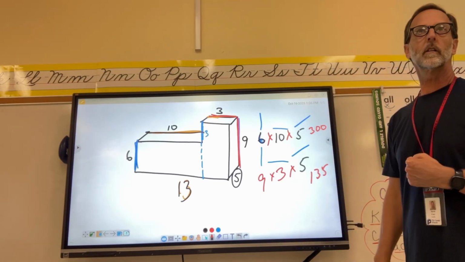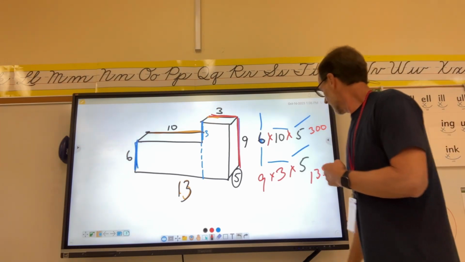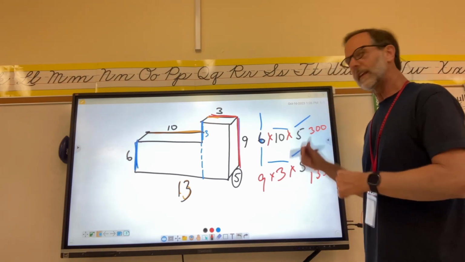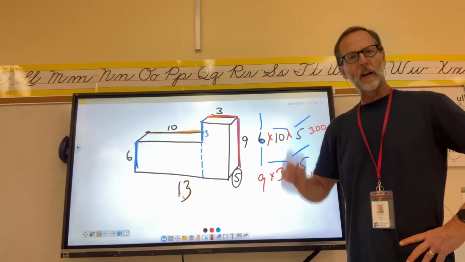135? Is that right? I think that's 135. Okay. I think it's 135. Am I right? 27 times 5? Give me a moment, guys. That's what happens when you get old.